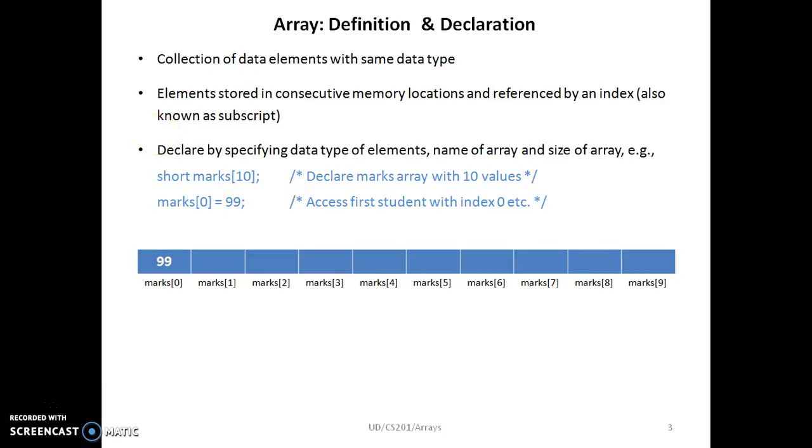So, what's an array? It's basically a collection of data elements with the same data type. Same data type. That keyword is very important. For example, in an integer array, you cannot suddenly go ahead and put float or character type of elements. It has to be integer only.